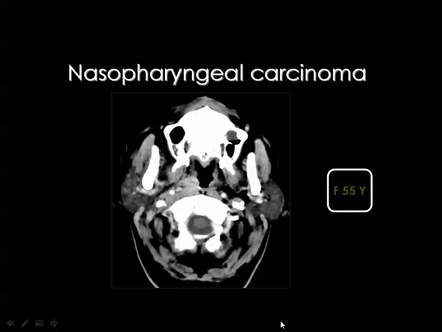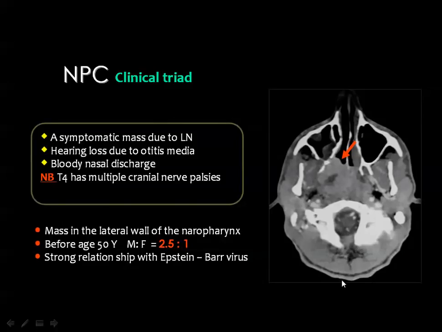Then if you look carefully here and you see a mass, there is an enhancing soft tissue mass here, which is located medial to the parapharyngeal fat. Then you know that this mass is carcinoma. Then locate the site of the carcinoma, whether it is in the nasopharynx or in the oropharynx, according to the anatomic details as we have mentioned.